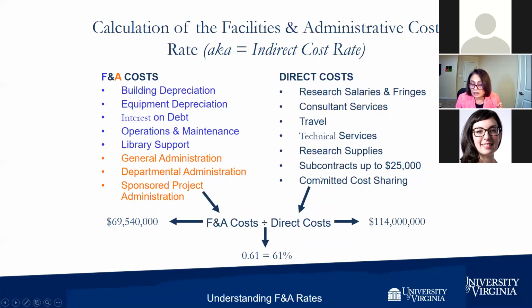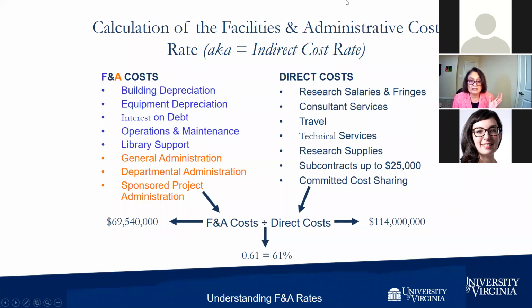Now, if we are cost sharing, this base gets increased. When the base is increased, your rate goes down. So that is the simple principle of over cost sharing. So we are not recovering operational cost through the F&A cost rate. That's why the universities do not like to cost share unnecessarily.